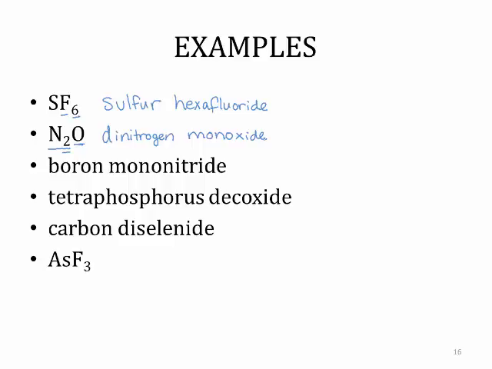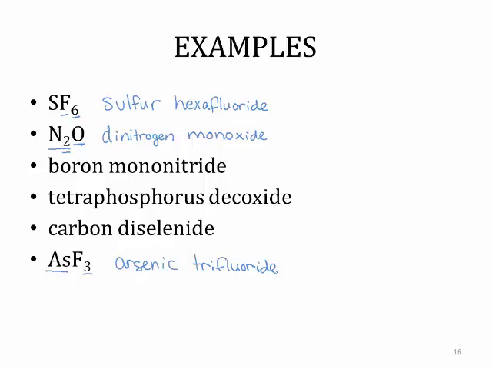The next one on your list is this one here at the bottom, AsF3. As is arsenic. There's only one of them, so we just write arsenic. And then there's 3 fluorines. 3 gets the prefix tri. Fluorine, stem is fluor. And then instead of fluorine, we get fluoride. So that's going from formulas to names. Now let's go the other way.